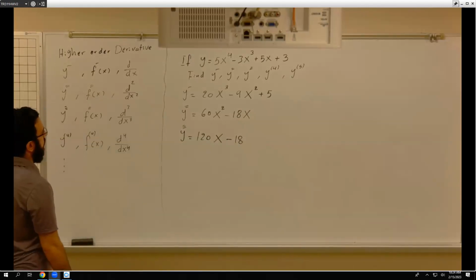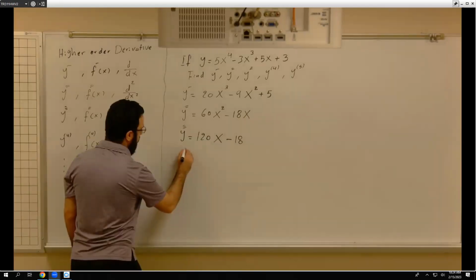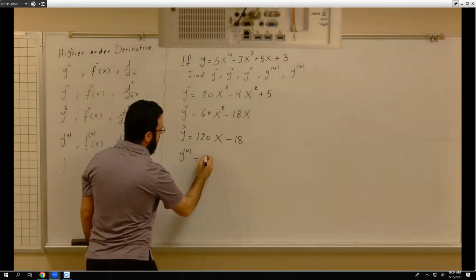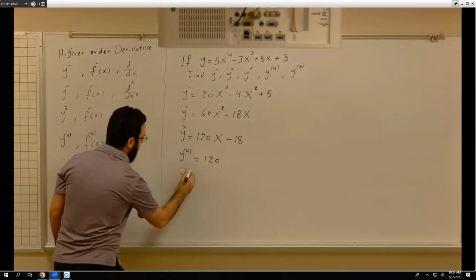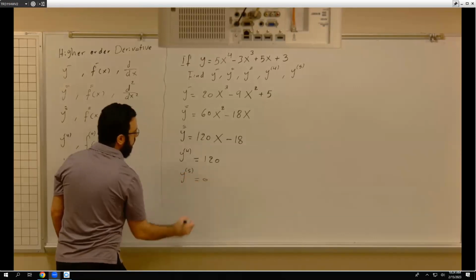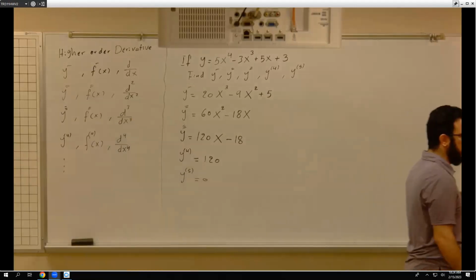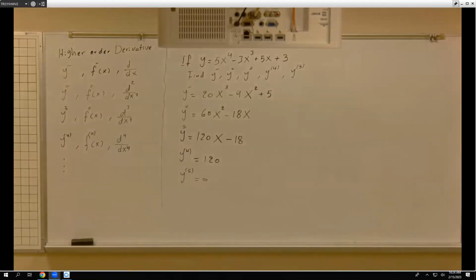Now the fourth one, 120x is going to be 120. This is 0. And the fifth one is going to be 0. But it's just constant. We're taking the derivative for the constant, it's going to be 0. That's it for this example.